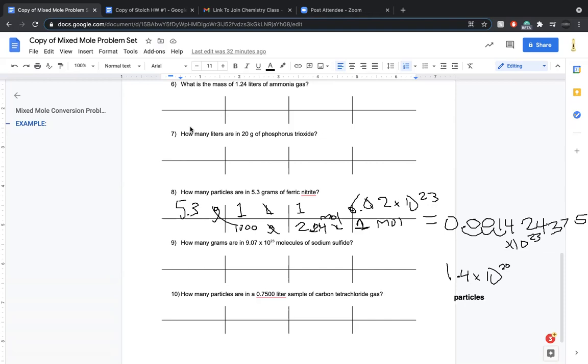Yeah, got it. All right. My handwriting is really bad. I think I'm just going to type. So we're given a number of, oh, I wrote particles instead of grams. No, molecules is what we want.